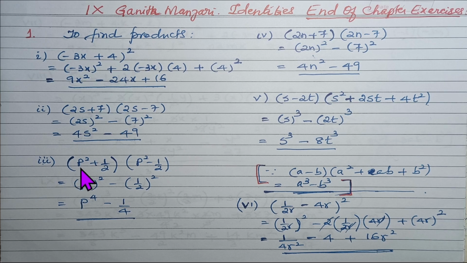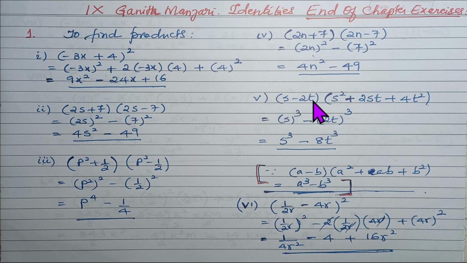Now the third example is (p² + 1/2)(p² - 1/2). Again (a + b)(a - b), so it will be a² - b². a² is (p²)², that is p⁴, minus (1/2)² is minus 1/4. Now the fourth example, again (2n + 7)(2n - 7), that is (a + b)(a - b). a is 2n, b is 7, therefore a² is (2n)² and b² is 7². So that will be 2² is 4n², 7² is 49, so 4n² - 49.